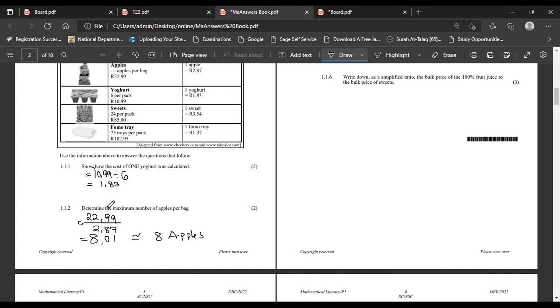And we came to determine the maximum number of apples per bag. When you look at the apples that we have, a pack of apples costs 22 rands 99 cents, but only one apple costs 2 rands 87. So how many apples are there? Then indeed we needed to divide, whereby we took the cost per pack divided by the cost of only one apple to find out how many apples. So you end up having 8,01, but definitely we cannot have half an apple, or apples in decimals. So these were 8 apples.